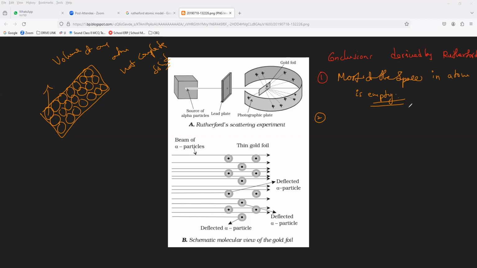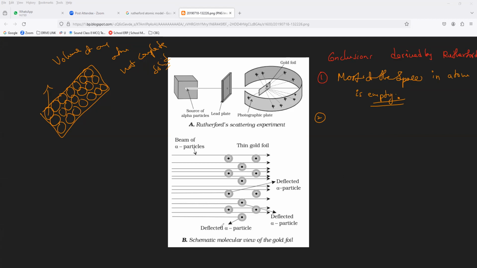So the gold foil is solid throughout. It is made up of atoms, but atoms are not solid throughout their volume. If the atoms were solid throughout the volume, what would happen? The majority of the alpha particles would bounce back. But many alpha particles are passing freely, so it reflects that the atom is filled with empty space. Is it okay, guys? Do you understand?